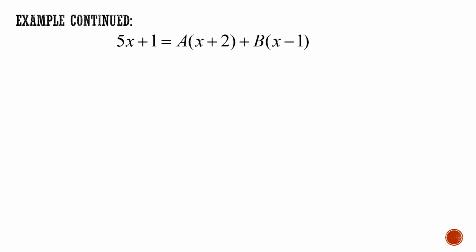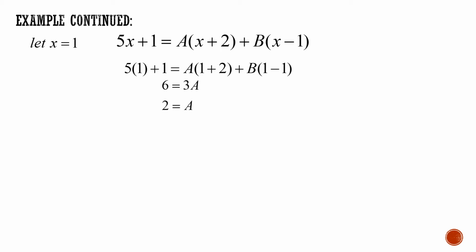We have our linear expression or linear equation. And I decide to let x equal 1. Why do I do this? Because I want to eliminate one of the variables, and by choosing x to be 1, I end up eliminating b. So what I do here is simply replace all the x's with 1. So I get 5 times 1 plus 1 is equal to a times 1 plus 2 plus b times 1 minus 1. And as you can see, 1 minus 1 is 0. 0 times b is simply 0. I eliminate b. And this allows me to solve for a. Great. I already found one value.